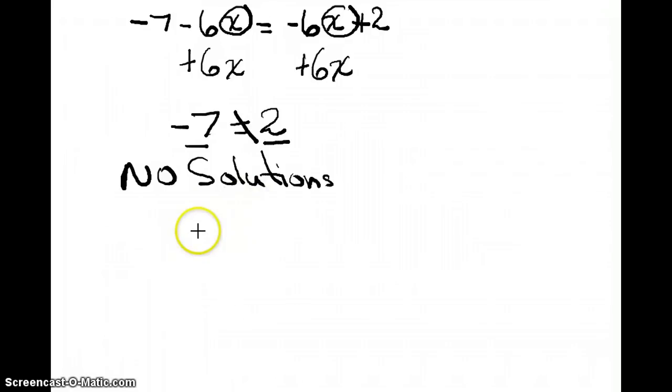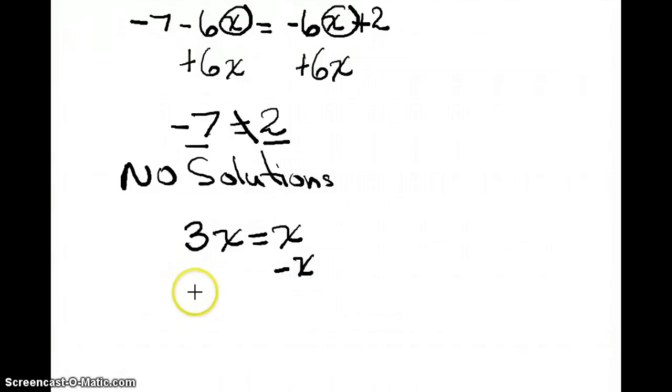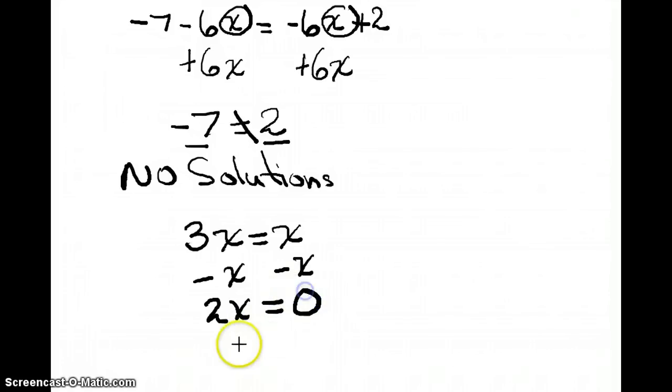Now I want to caution you here. 3x equals x. Some of you may want to jump on this as no solutions, but let's continue the problem. Which of these is the smallest x? The one on the right. We're going to subtract x from both sides. I now have 2x equals 0.